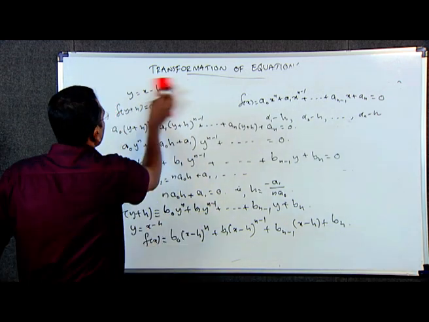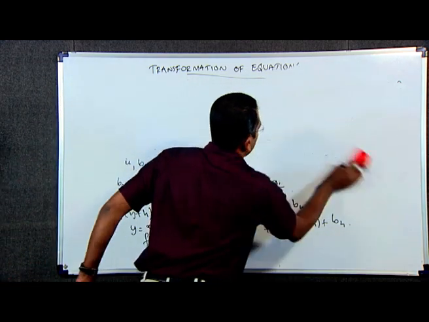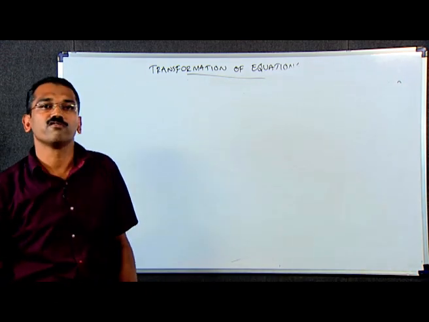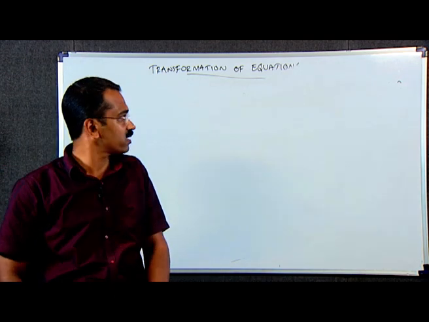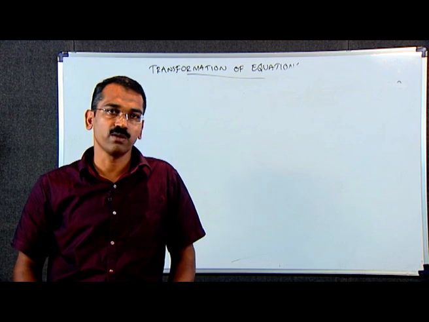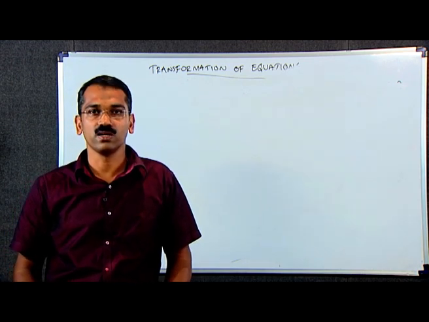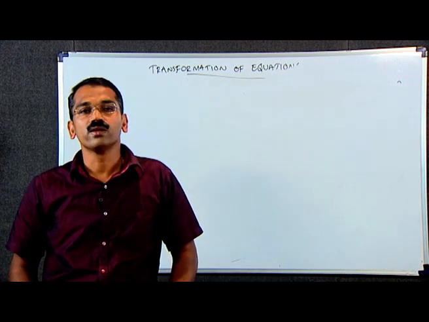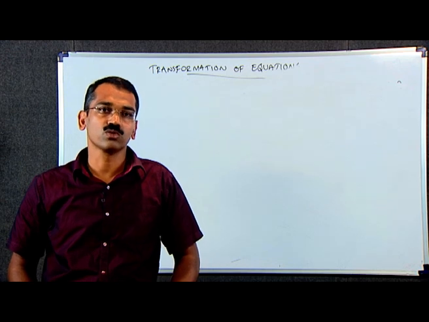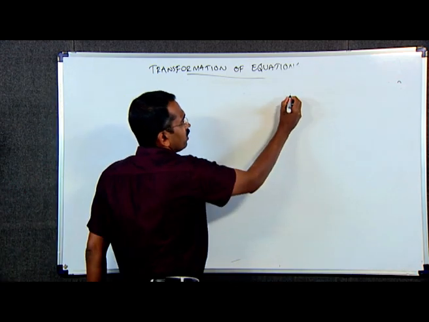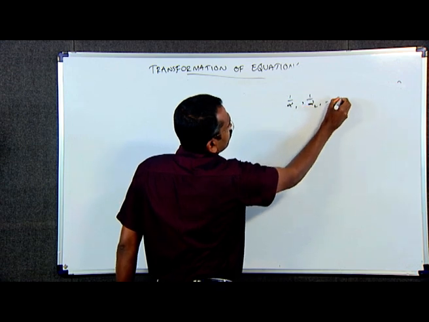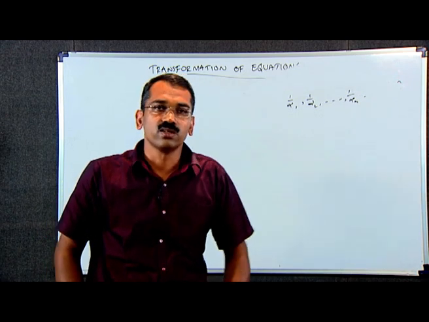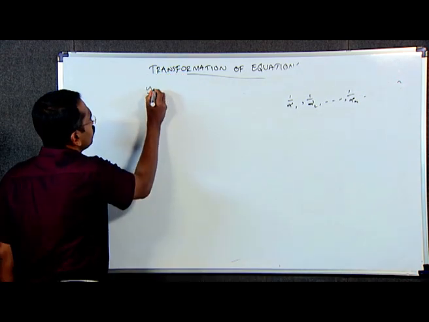Now, the third transformation is, if alpha 1, alpha 2, etc., alpha n are the roots of the equation f of x is equal to a naught x raised to n plus a 1 x raised to n minus 1 plus etc. plus a n minus 1 x plus a n is equal to 0, then we can find the equation whose roots are 1 by alpha 1, 1 by alpha 2, etc., 1 by alpha n. The transformation relation in this case is y is equal to 1 by x.